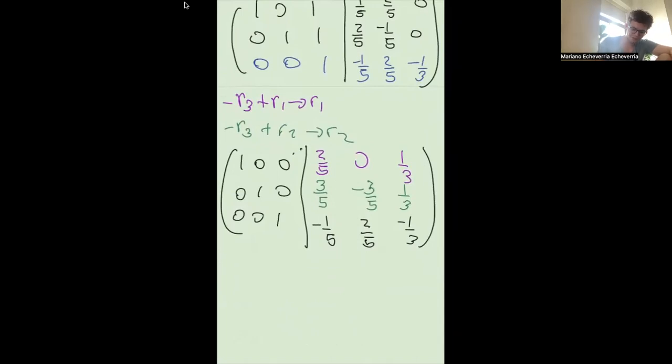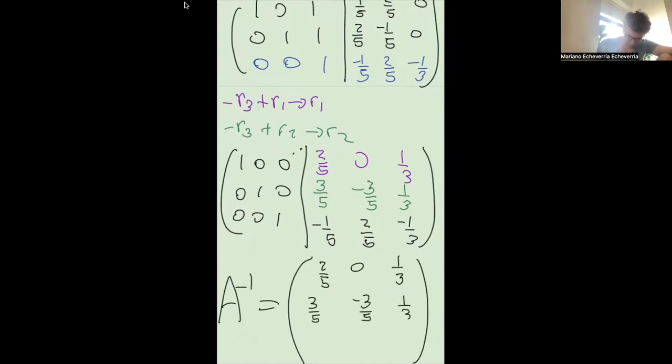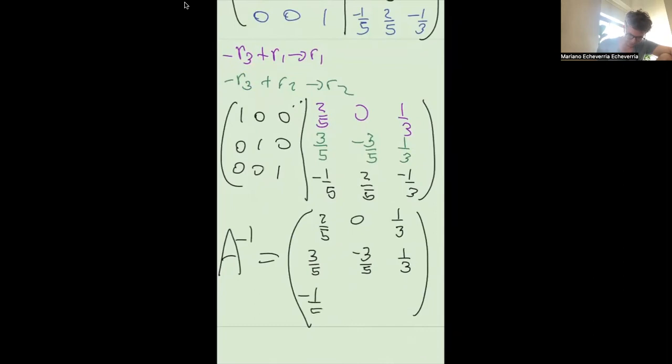So if the calculations are correct, an inverse should be 2/5, 0, 1/3. 3/5, -3/5, 1/3. 1/5, 2/5, -1/3. Ooh, is that making sense?